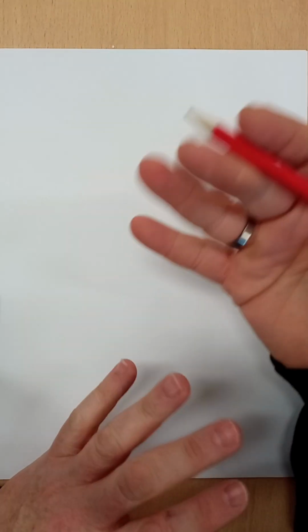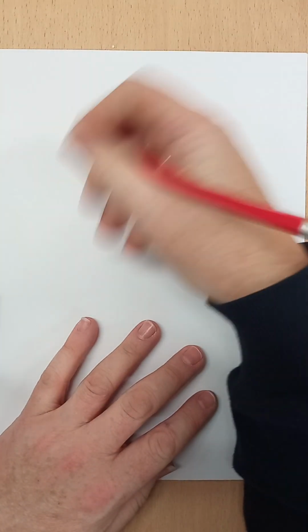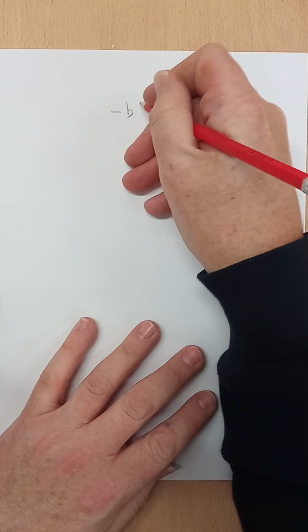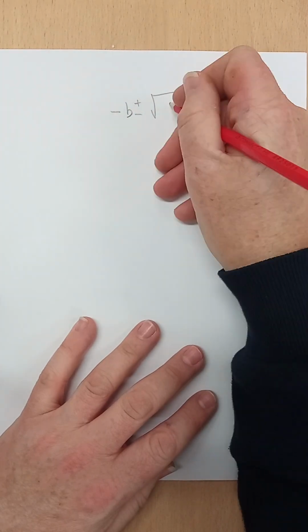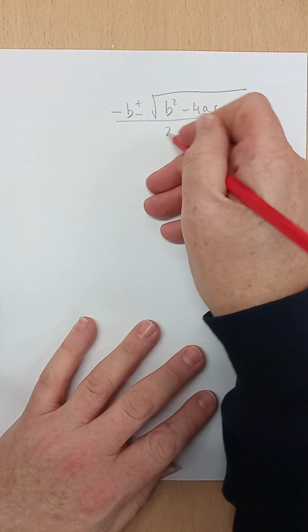Hi there. So today we're going to have a look at the nature of quadratic roots. So let's have a look at our infamous quadratic formula, our minus b formula. So you have minus b plus or minus the square root of b squared minus 4ac all over 2a.